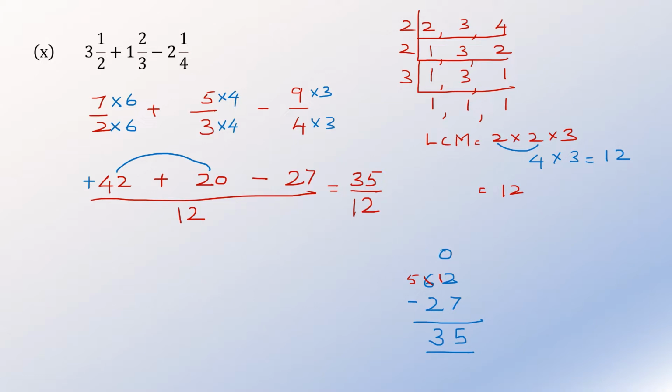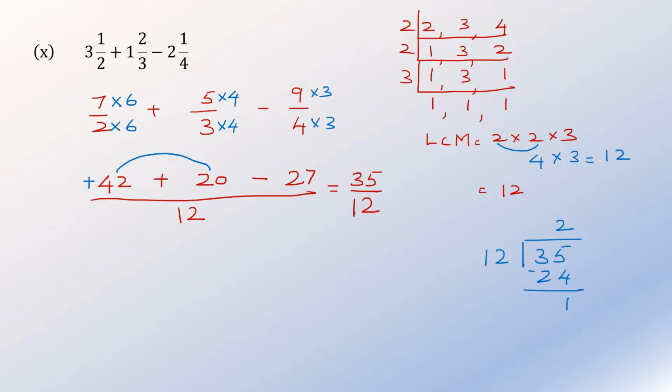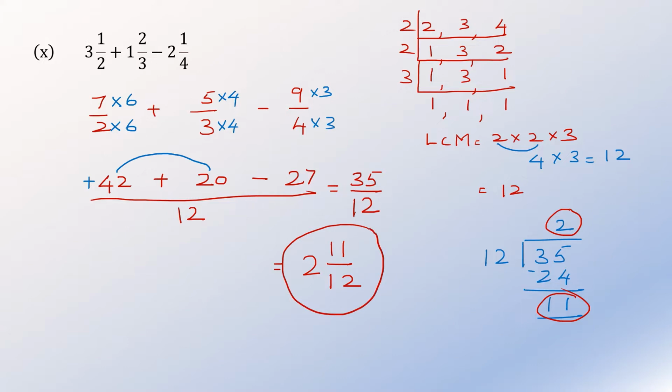It's an improper fraction. So let's convert it to a mixed number. Divide 35 by 12. 12 2s are 24. 12 3s are 36. So 12 2s are 24. Minus 5 minus 4 is 1. 3 minus 2 is 1. Okay, so we've got 11 there. This is equal to, use this as the whole number, 11 as your numerator and denominator is 12. So our final answer is 2 11 by 12.